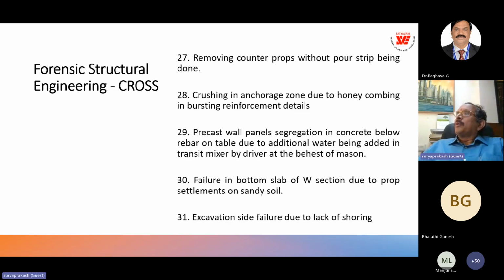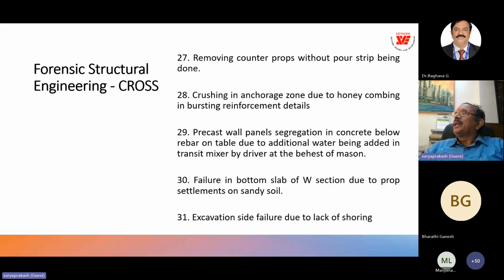And then removing counter props without pour strip being done. This is another interesting case that happened in one of the projects. I'll share that. Crushing in anchorage zone due to honeycombing in bursting reinforcement. In post-tension slabs, it happens in many cases where we have a lot of reinforcement congestion near the bursting zone. We provide the bursting reinforcement, and when we do the stressing, because the concrete will have a lot of honeycombs due to reinforcement congestion, there will be failure of concrete. And when we restore them, of course, I'll share how to restore that.